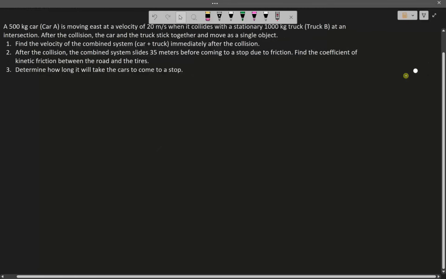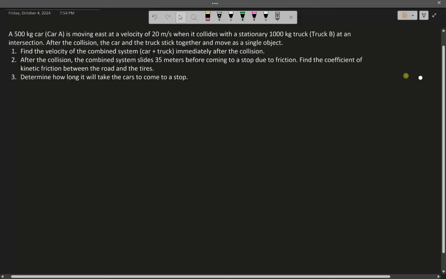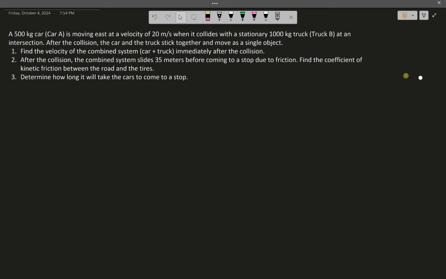Okay, this is going to be a more challenging problem because it's going to require us to combine our understandings of conservation of momentum, forces, and kinematics all together to answer this problem.